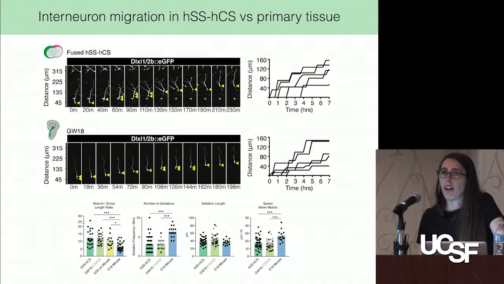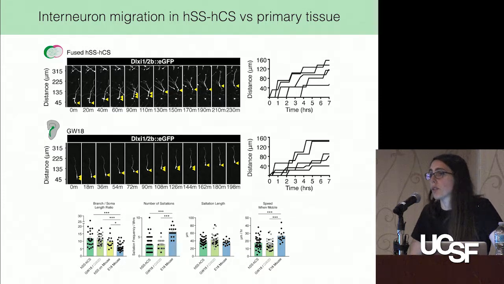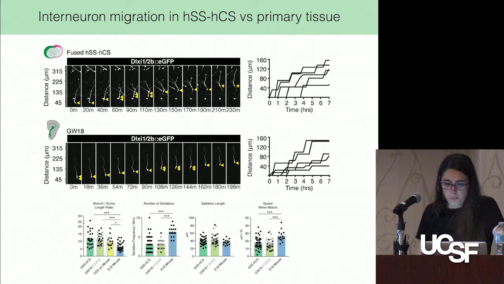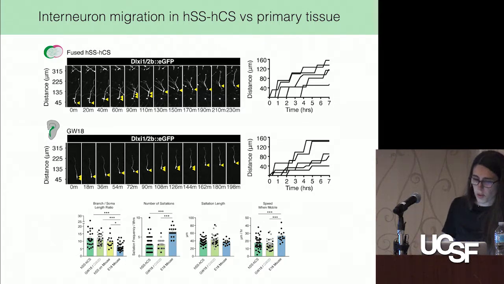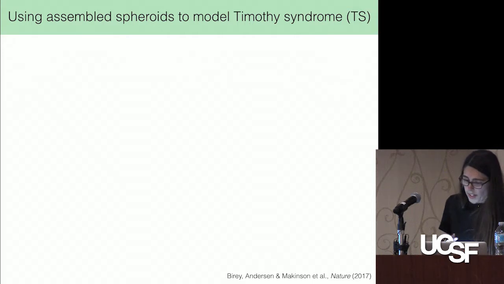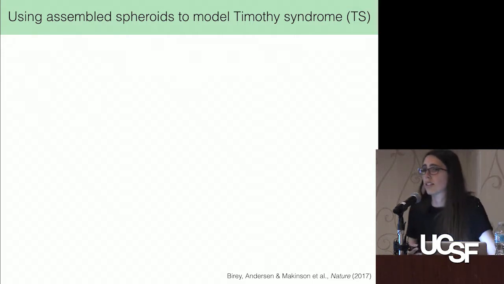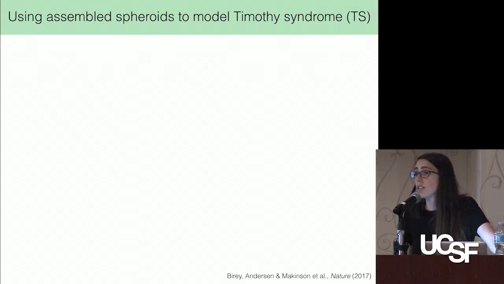So this is exciting because it tells us that we have a model in which we can ask specific questions about the migration of interneurons in a human context. And so the next thing, of course, is to ask, can we use this to model disease?